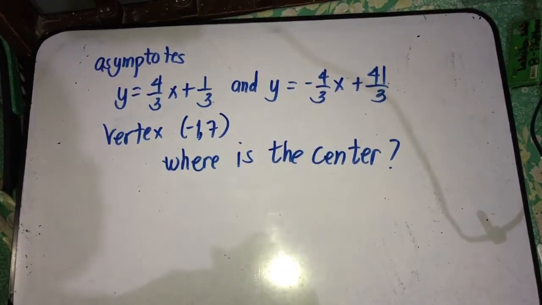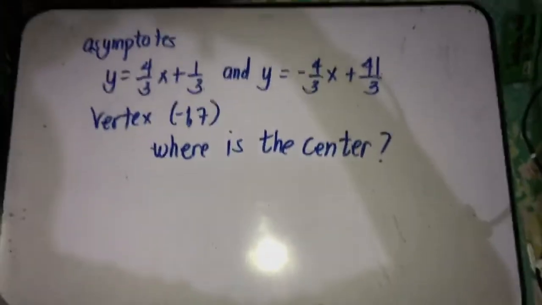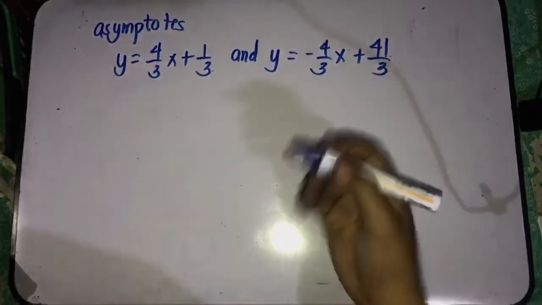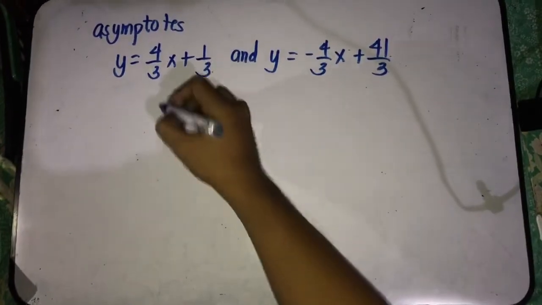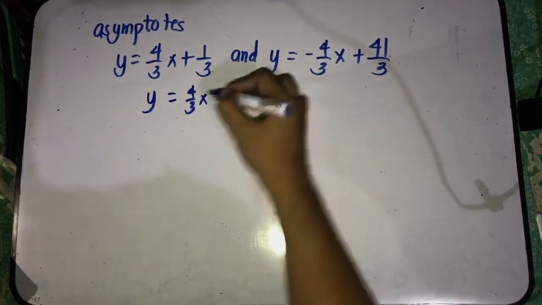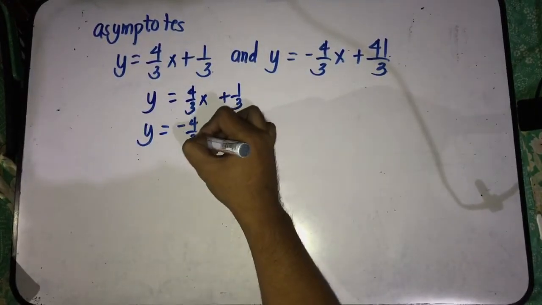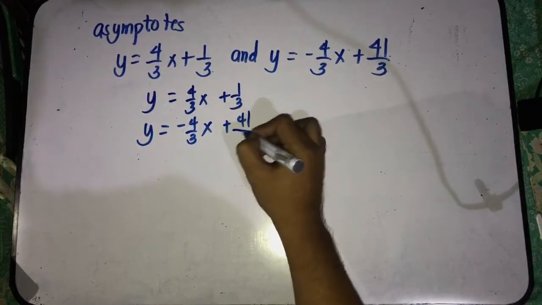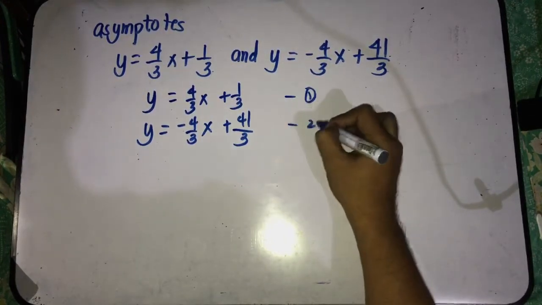So here is the given. Y is equal to 4 thirds x plus 1 third, and y is equal to negative 4 thirds x plus 41 over 3. And the vertex is located at negative 1 and 7. Where is the center? So if you are given asymptotes, this is equation number 1 and this is equation number 2.